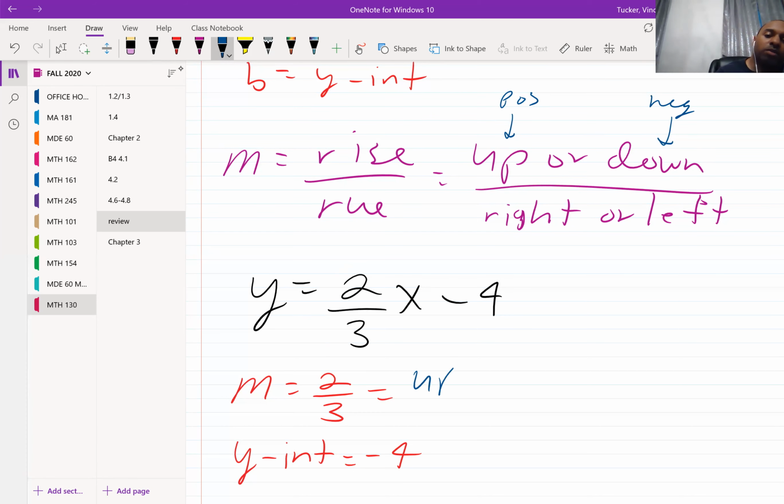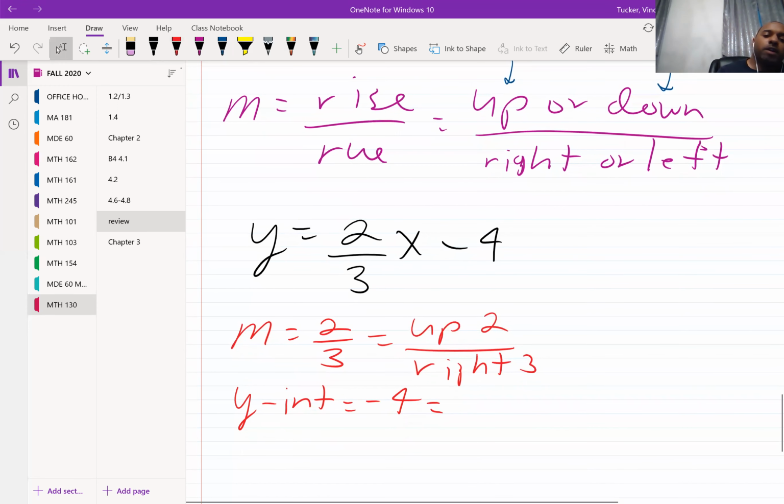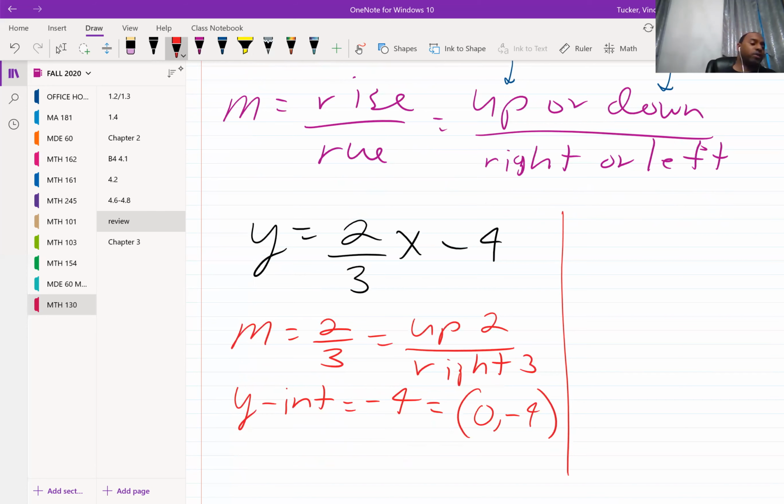So that means I'm going to go up 2 and then right 3. Now, this -4 is my y-intercept. Remember I said that for all your y-intercepts, x is equal to 0. So the ordered pair here is going to be (0, -4). That will always be the case for your y-intercept.